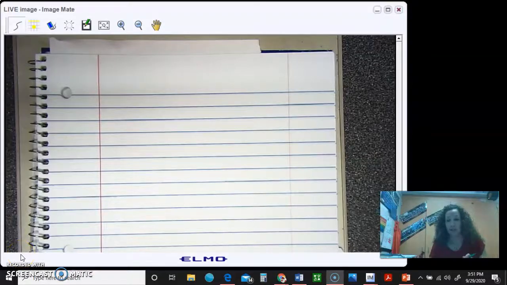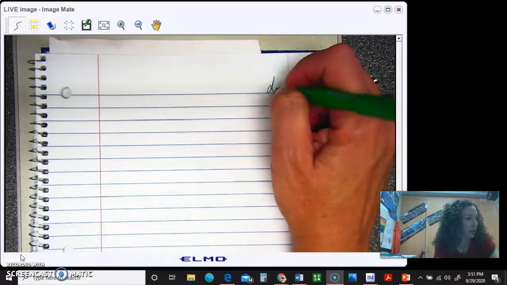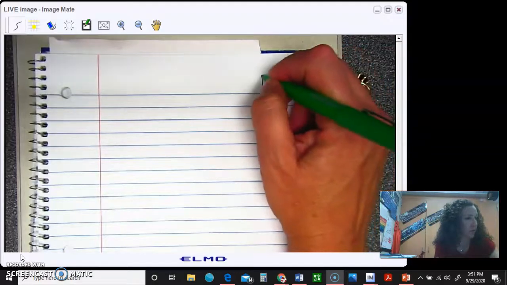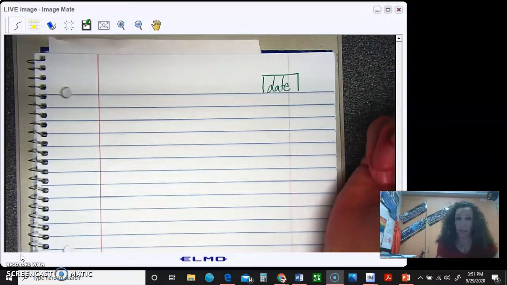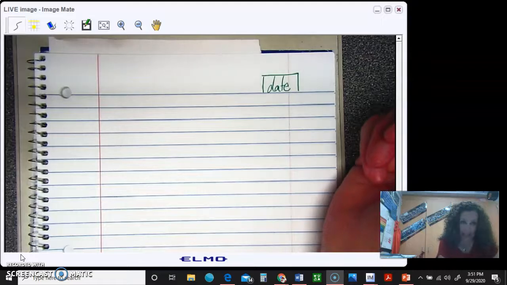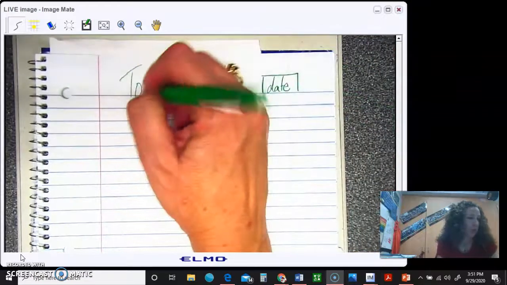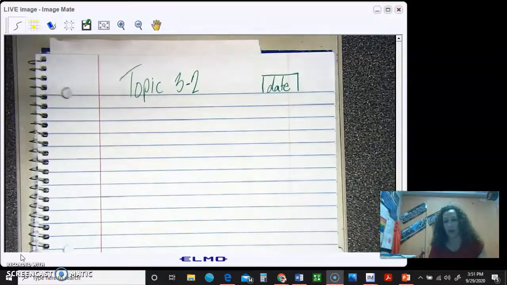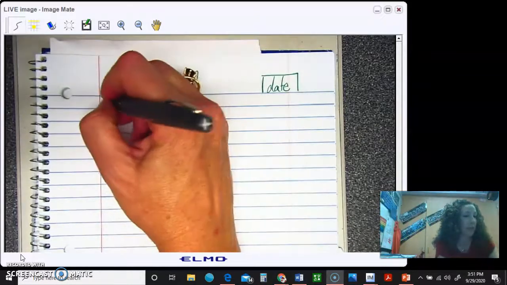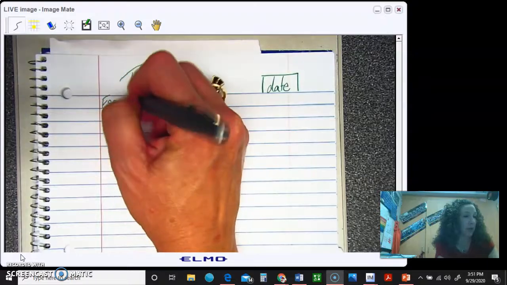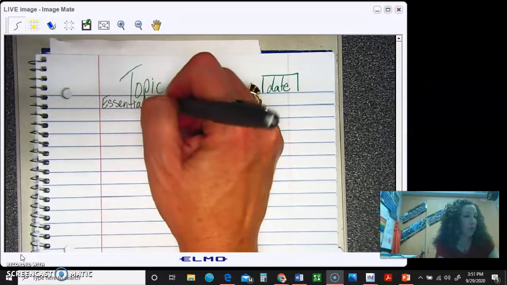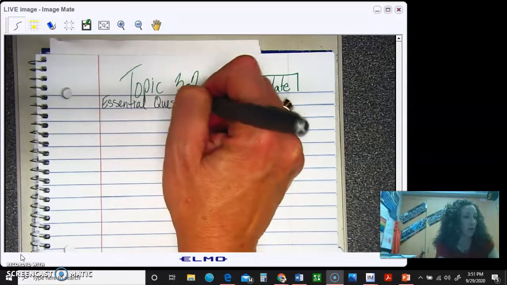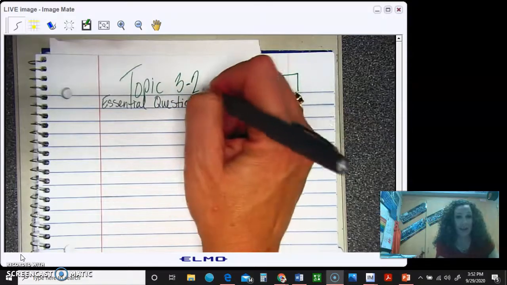Okay, so ladies and gentlemen, topic 3-2. So we are starting with the date as per usual. Please do not write the word date. Please actually write the date. Okay, so we put our heading topic 3-2. Okay, so our EQ today, our essential question, what we need to keep in mind when we are working. The whole purpose of what's going on. Question, an N with a colon.